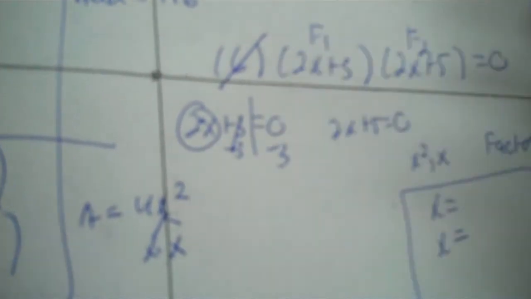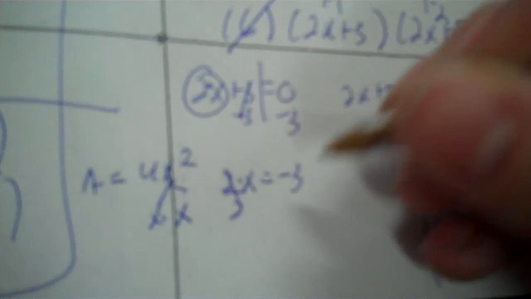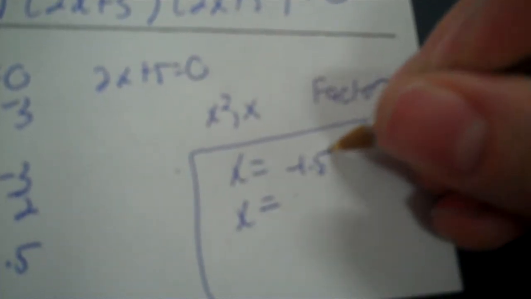So you have times 2. You got to get rid of your plus 3, minus 3, minus 3. 0 minus 3 is negative 3. Then if you divide each side by 2, you get negative 1.5. Or if you go second PRB, it's negative 1.5. I kind of like negative 1.5 better.